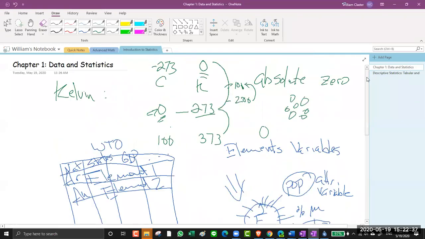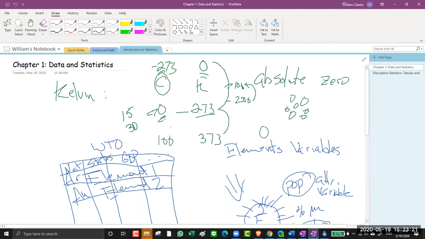Now, suppose, how about this? Temperature, centigrade. Suppose you say yesterday the temperature was 15, and today the temperature is 30. You can say it's 15 degrees hotter. So interval scale makes sense. But you can't really say that it's twice as hot today as it was yesterday. It doesn't really make sense to say that.